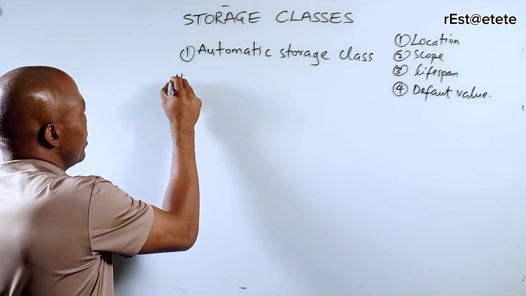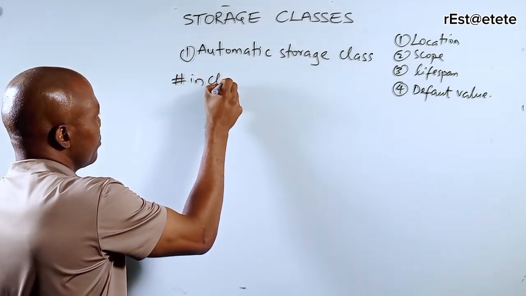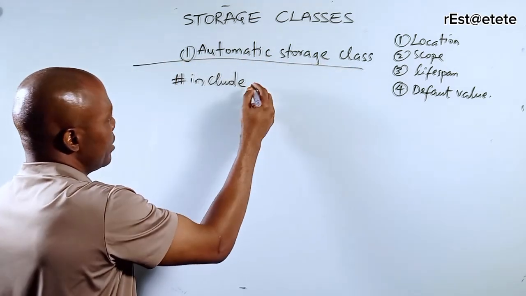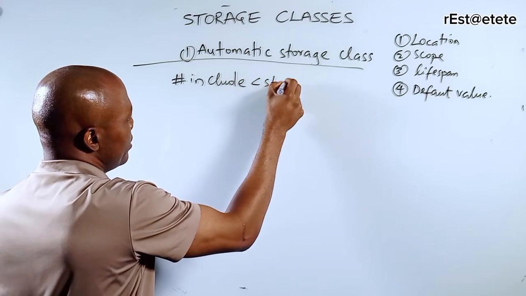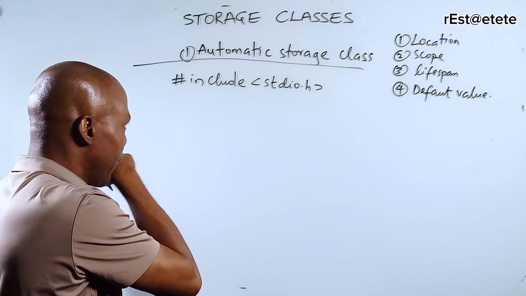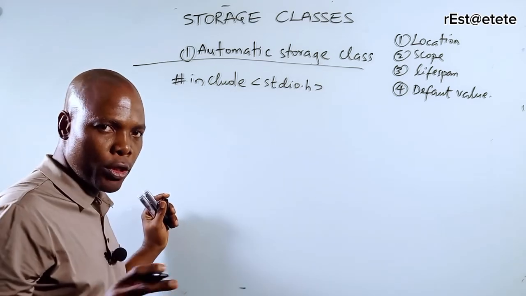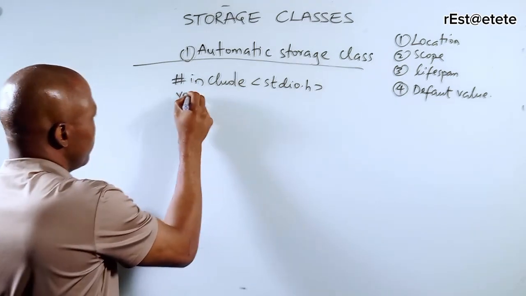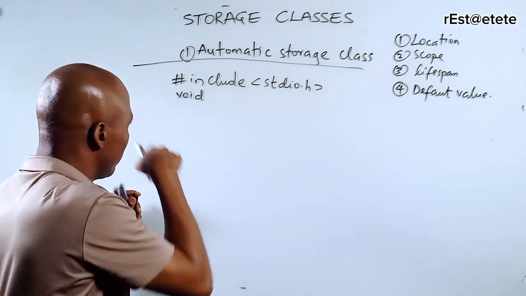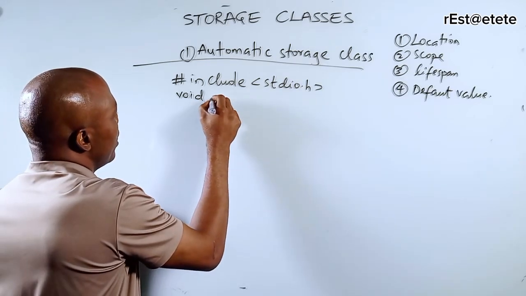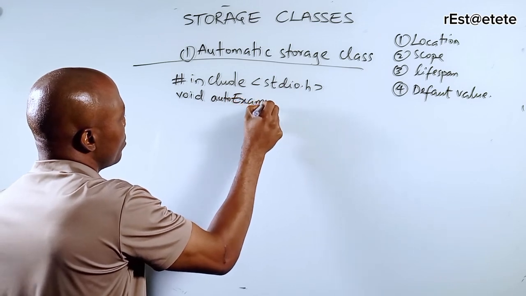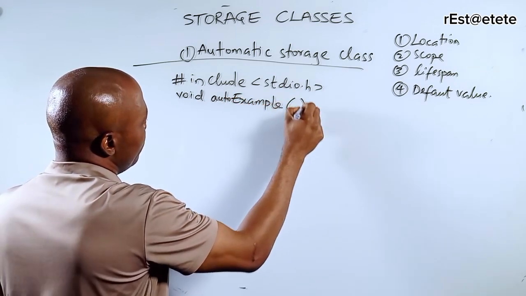So here I will say include. So our program starts here. Include stdio.h, and now I'm going to write a function. So I'm going to write a function void. This function is not going to return anything. It's just going to print out a value on the screen. Void. I will call it auto example. So it's a function.